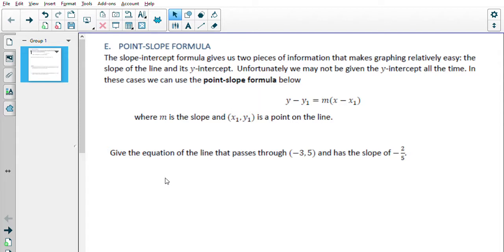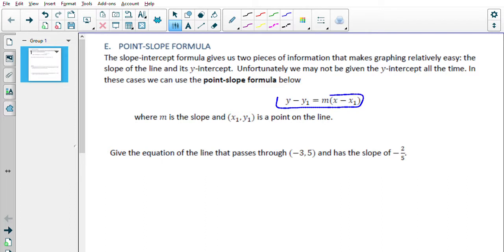Okay, so here we have a formula that you've seen before. It is the point-slope formula. This equation, this formula, allows you to get the equation of a line if you know the slope of the line and if you know a point, x1, y1, that is on the line itself. And you see the x1, y1 in here, and you see the slope is given as m, as usual.